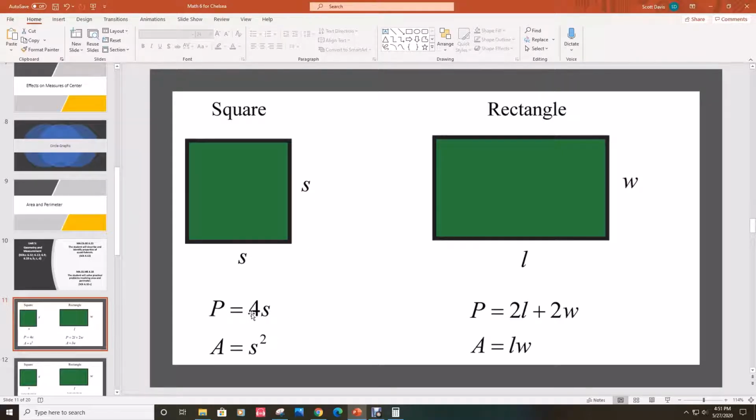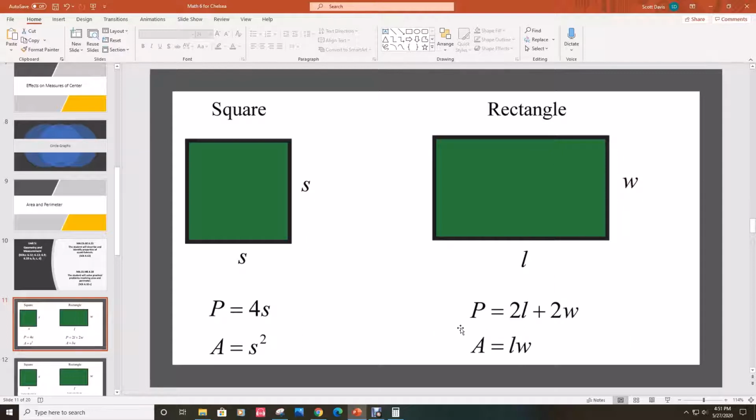But the technical formula for the perimeter of a square is 4 times S, S meaning the length of the side. And then the area of a square is the length of the side, squared. So S squared.